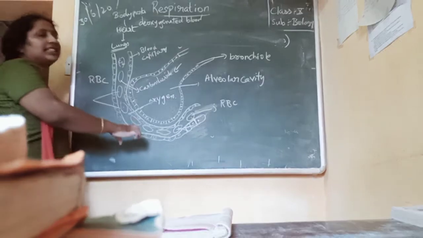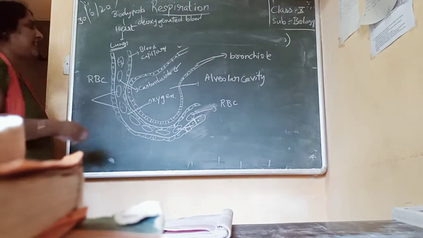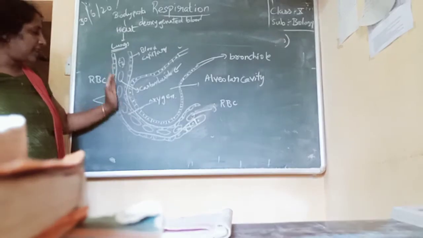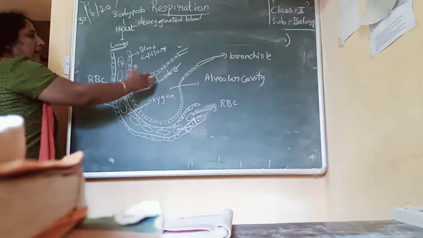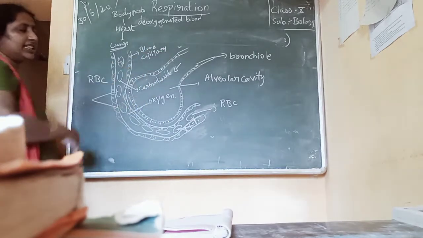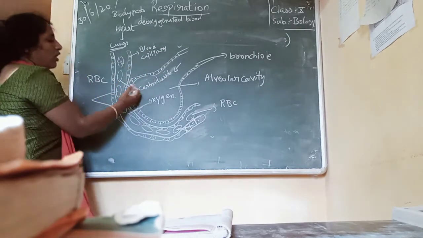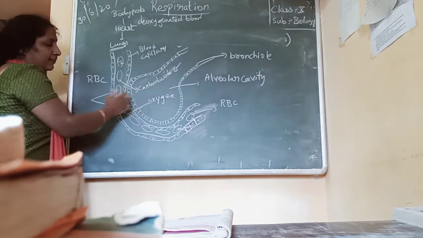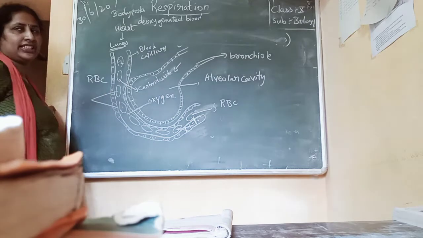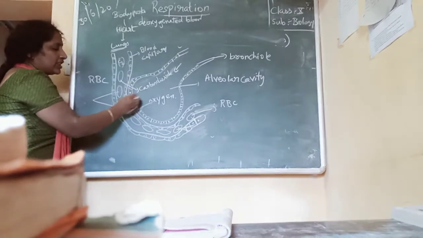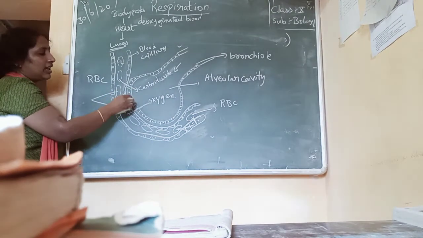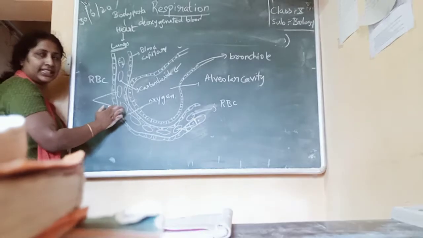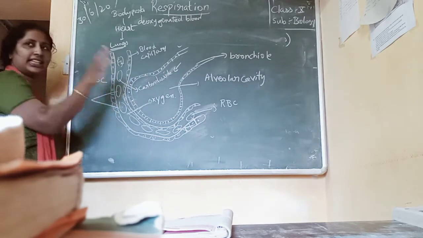These alveoli are surrounded by blood capillaries. Now the deoxygenated blood is flowing nearby the alveoli. So what happens? The air present in the alveoli crosses the single membrane of the alveoli and reaches the blood vessel. Whenever the oxygen comes like this, the oxygen is taken by the hemoglobin present in the RBC and carbon dioxide is given up.